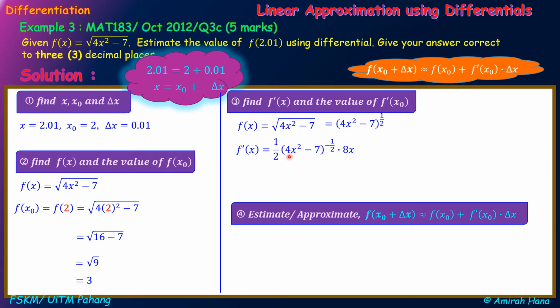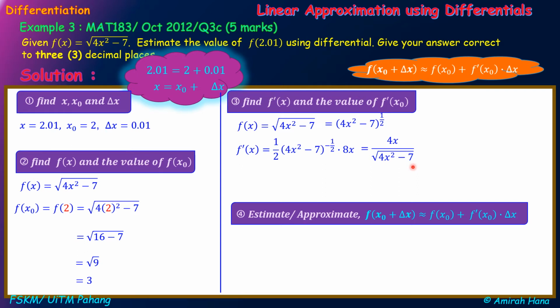Alright, so when we differentiate the function inside the bracket, we have 8x, and in between is a multiplication operation. This is the step when we use the generalized power rule. After that we can simplify 8 and 2 here, and we can move down the power of negative half. So we have 4x over square root of 4x squared minus 7, because square root means the power of positive half, and when we move down the power it becomes negative half.